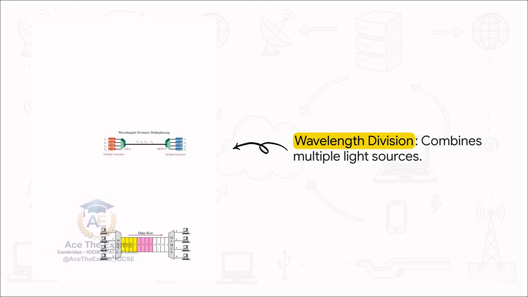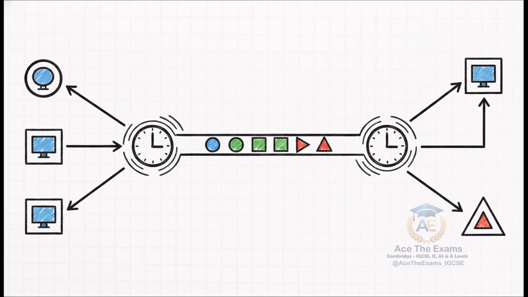Keep the action moving. And for digital data, time division multiplexing rotates through signals in synchronized time slots, ensuring everyone gets a fast, organized turn to transmit.